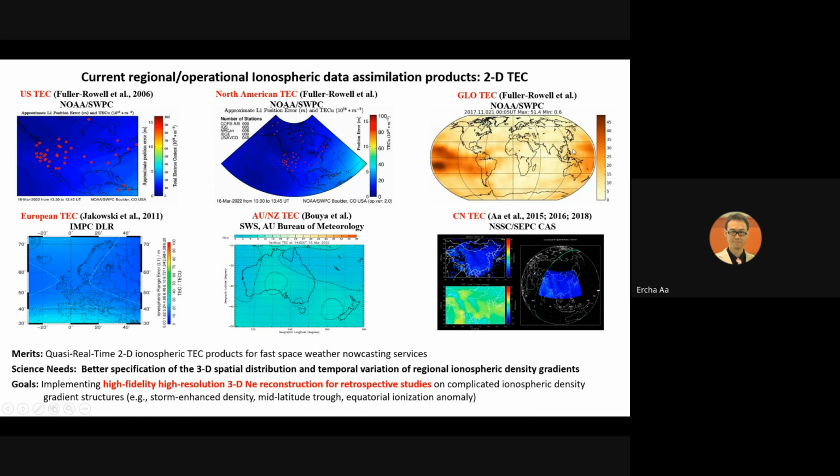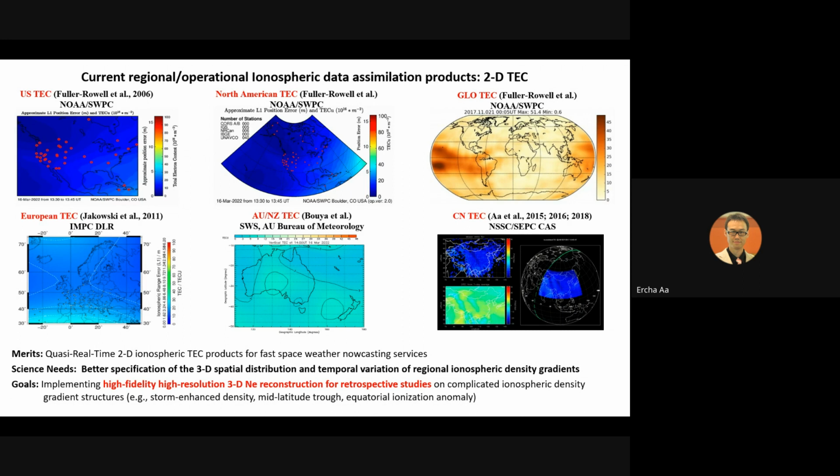And there are also some products over other regions, like over the European sector, over Australia, and over the East Asian sectors. So these are the operational products. They can provide quasi-real-time two-dimensional ionospheric TEC products. However, we know that the TEC is an integrated product. It can reflect the two-dimensional horizontal structures, but is limited in representing the vertical structures.